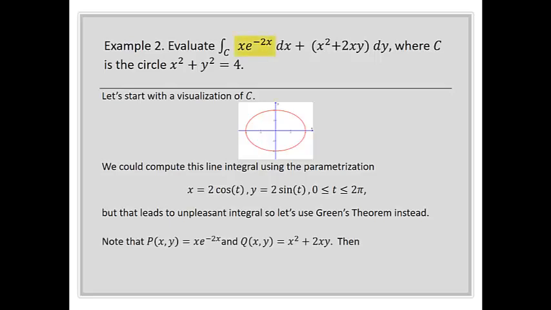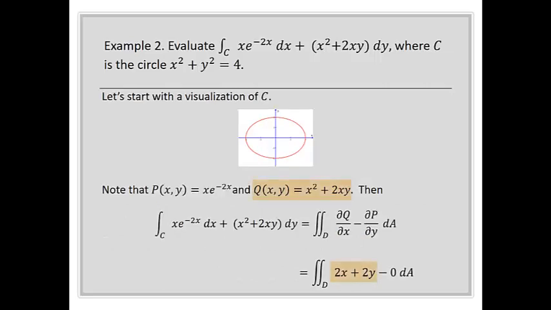Note here that our p is x e to the minus 2x and q is x squared plus 2xy. And so Green's theorem then tells us that the line integral we've been given is equal to the double integral over that entire circle of our partial derivative of q with respect to x minus p with respect to y. Now, the partial derivative of q with respect to x is 2x plus 2y, and the partial derivative of p with respect to y is 0. So we have the double integral over D of 2x plus 2y.